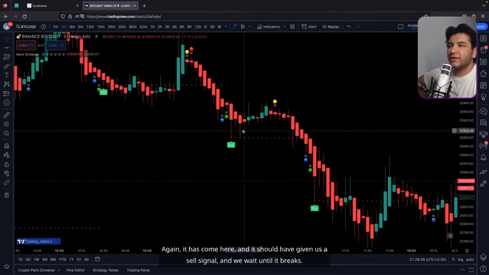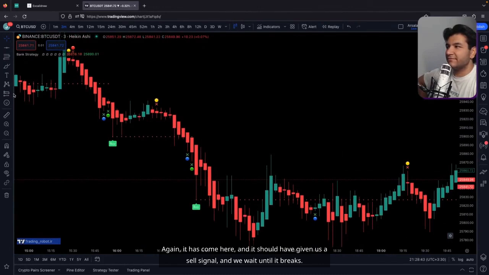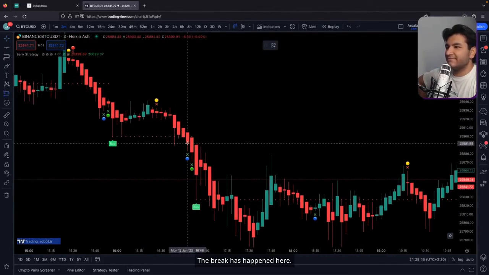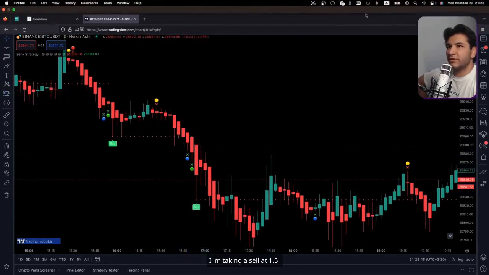Again, it has come here, and it should have given us a sell signal, and we wait until it breaks. The break has happened here. I'm taking a sell at 1.5.